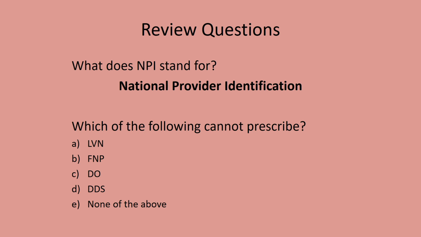Which of the following cannot prescribe? So who cannot write a prescription? Licensed vocational nurse, family nurse practitioner, doctor of osteopathy, or doctor of dental surgery, or none of the above. All of them can write prescriptions. That's going to be the LVN or the LPN, licensed vocational nurse or practical nurse. They're below the RN. RNs can't really write prescriptions either. It's usually the nurse practitioners, a level up. So these guys are a couple levels below a registered nurse.